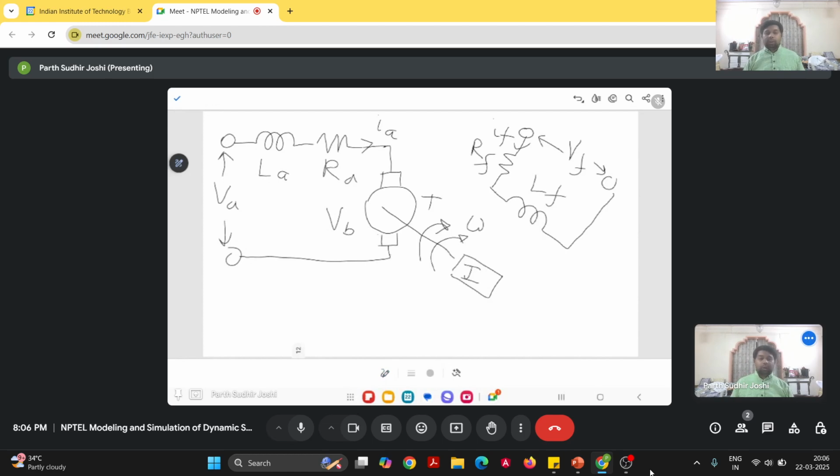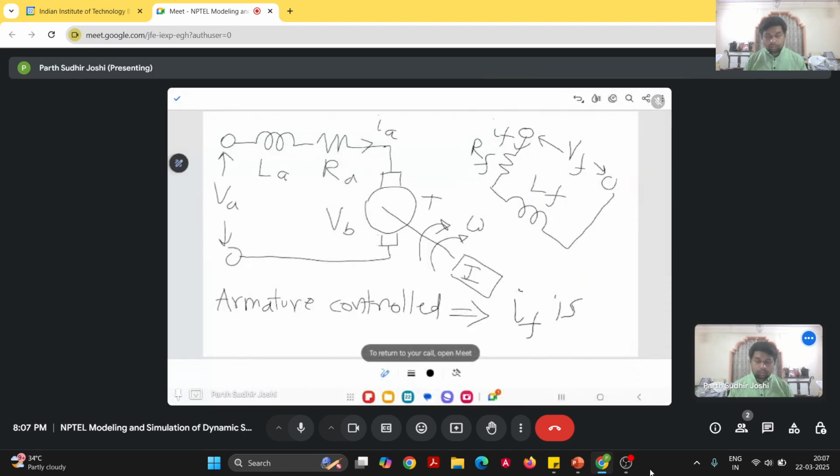So now for an armature controlled electric motor, we maintain the field current constant. So IF, the field current, is constant. Then we can write down the differential equations. If the field current is constant, the magnetic field produced by the field coils will also be constant.